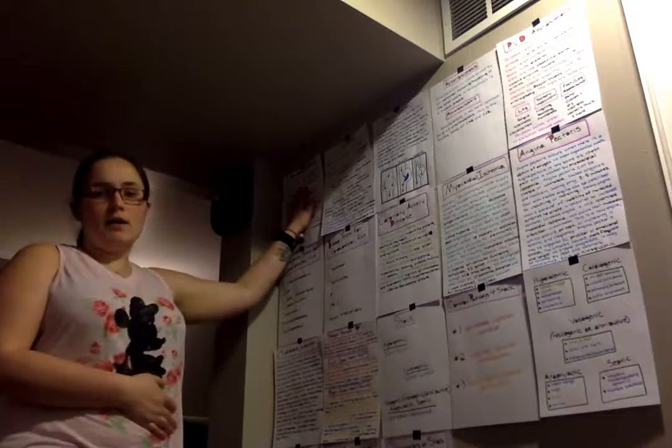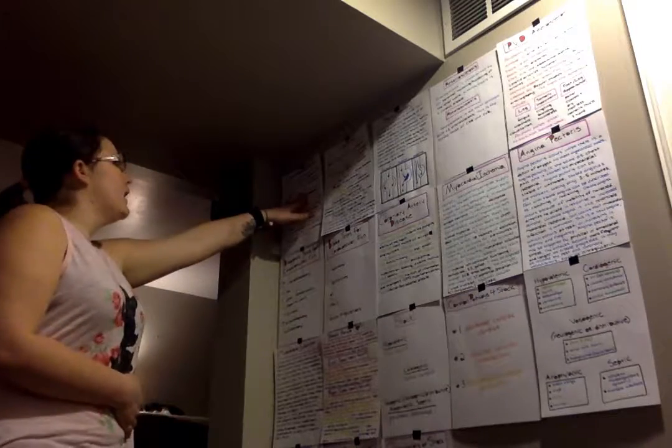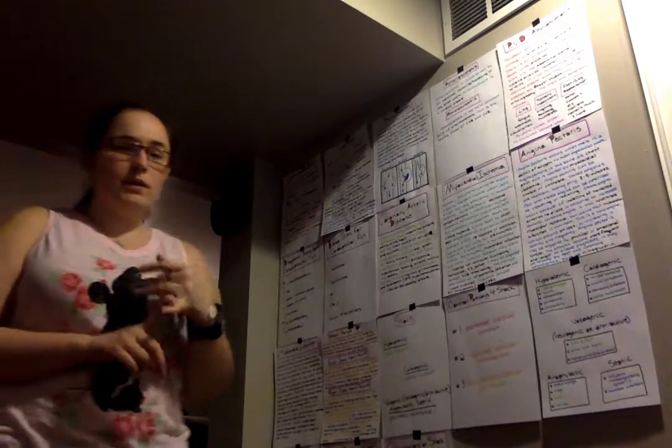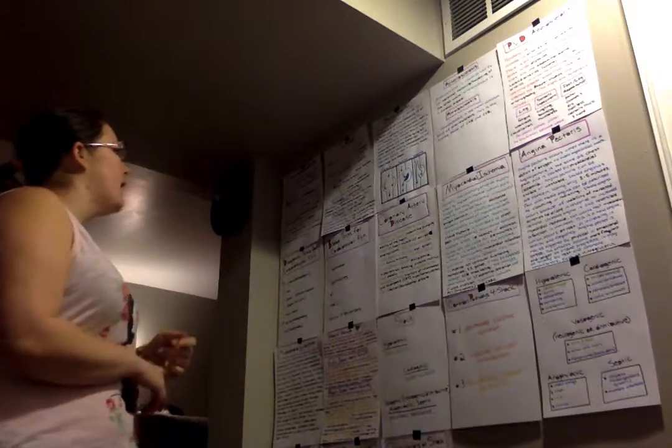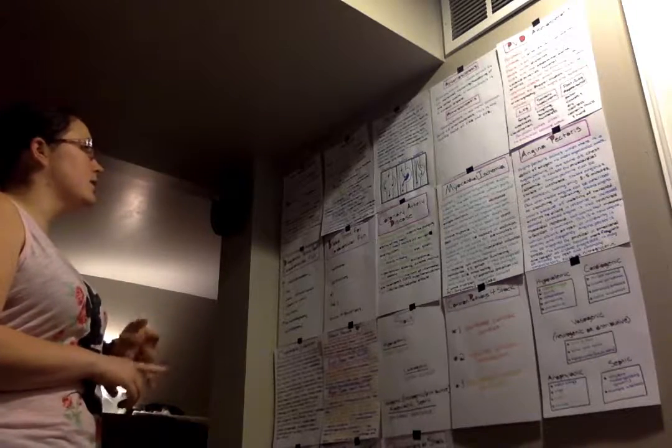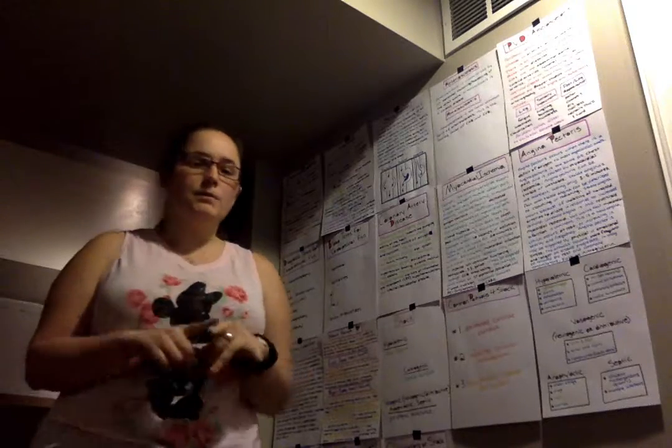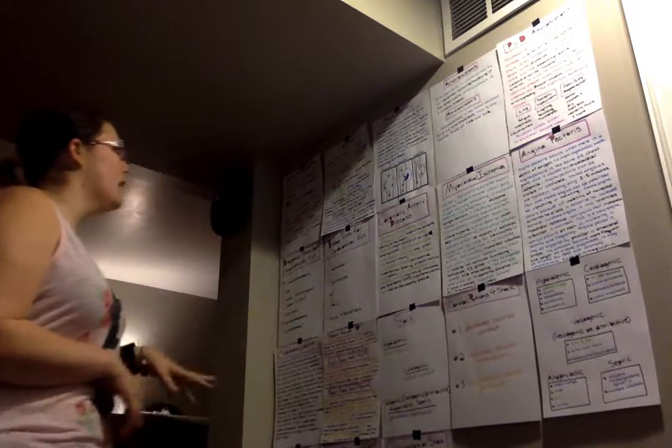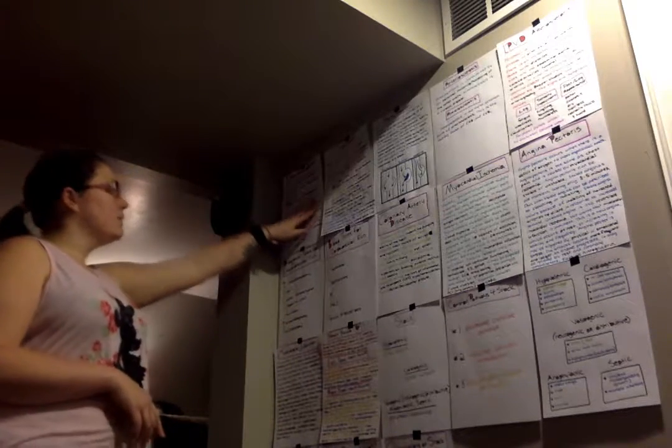So starting out with chronic venous insufficiency. Now, this can be caused by deep vein thrombosis. And then the manifestations for chronic venous insufficiency, you're going to see blood pooling and edema. That goes into deep vein thrombosis.